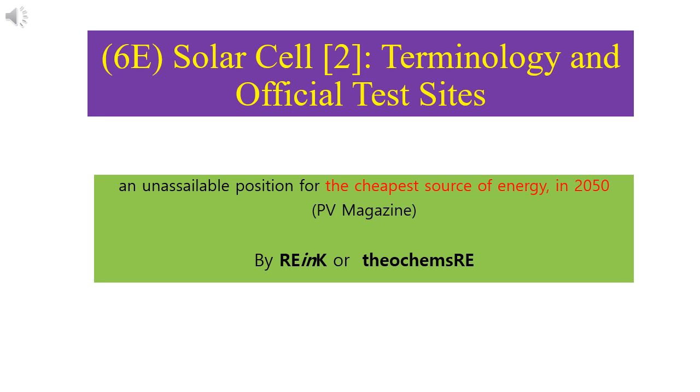This is the second lecture on solar cell. Let me recall that the solar cell is expected to have a cellular position for the cheapest source of energy in 2050. Here, I continue to explain more terminology and introduce performance test centers in the last part.